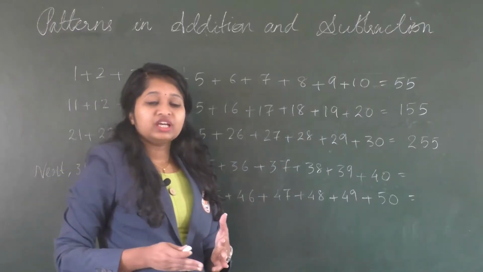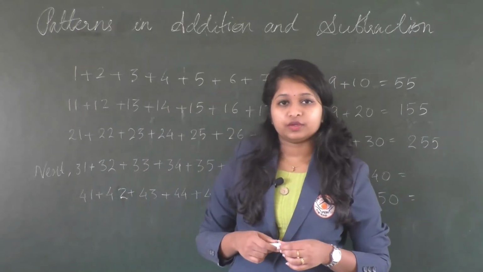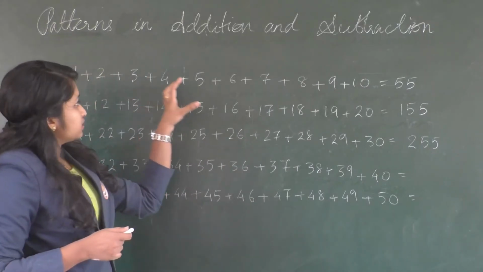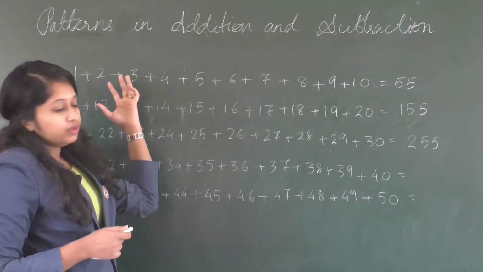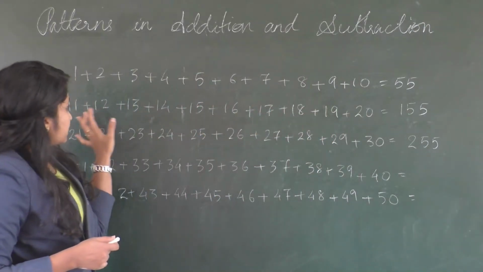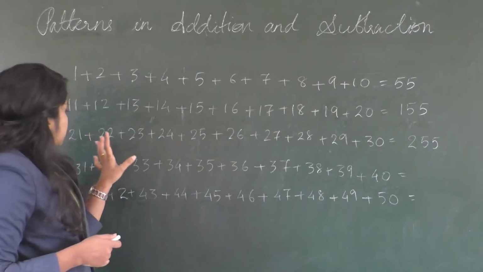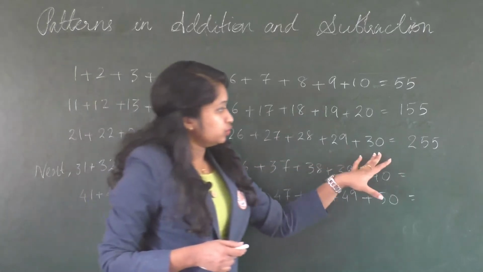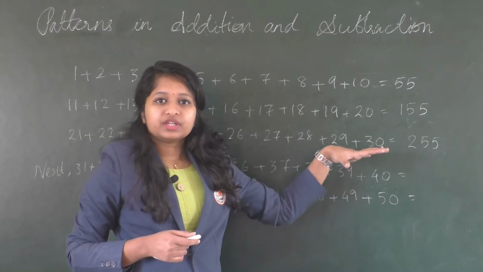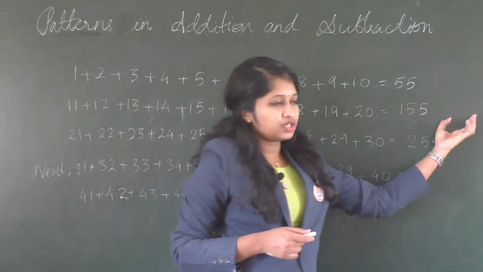Okay. So children, now let's see patterns in addition and subtraction. Here I have a question, that is 1 plus 2 plus 3 up to 10. 11 plus 12 plus 13 up to 20. 21 plus 22 plus 23 up to 30. So here the question is, we should extend this to 2 more rows. And what will be the sum here?